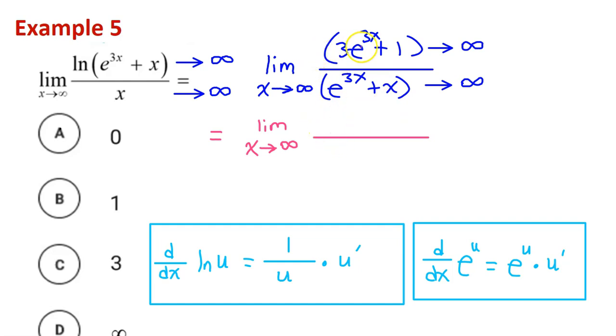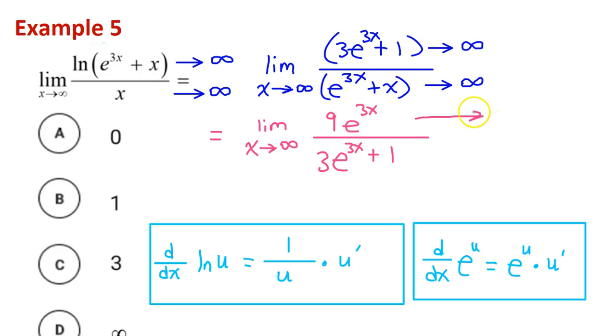We can again take the derivative of the numerator and the denominator without changing the value of the limit. The derivative of e to the 3x is e to the 3x times 3, but there's already a 3 there, so it'll be 3 times 3, which is 9. The derivative of 1 is 0, so that's gone. Dropping to the denominator, the derivative of e to the 3x is e to the 3x, chain rule, times 3. And the derivative of x is 1.